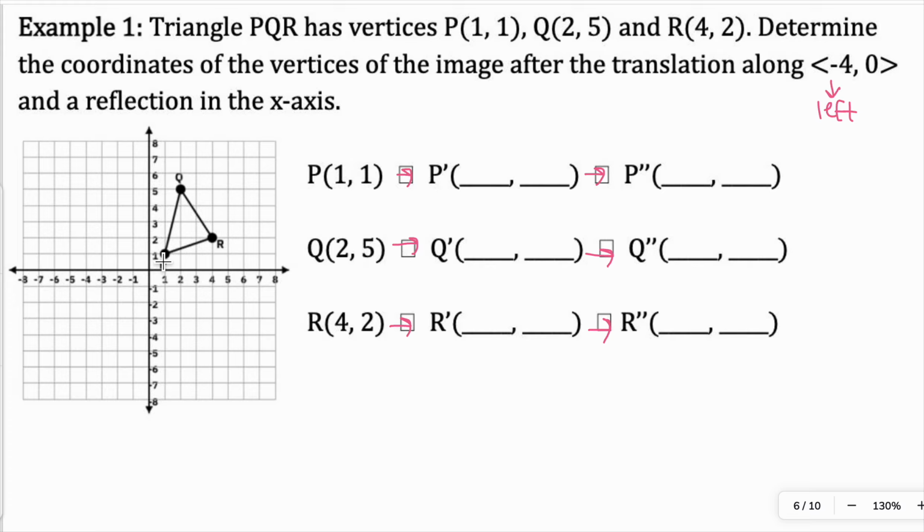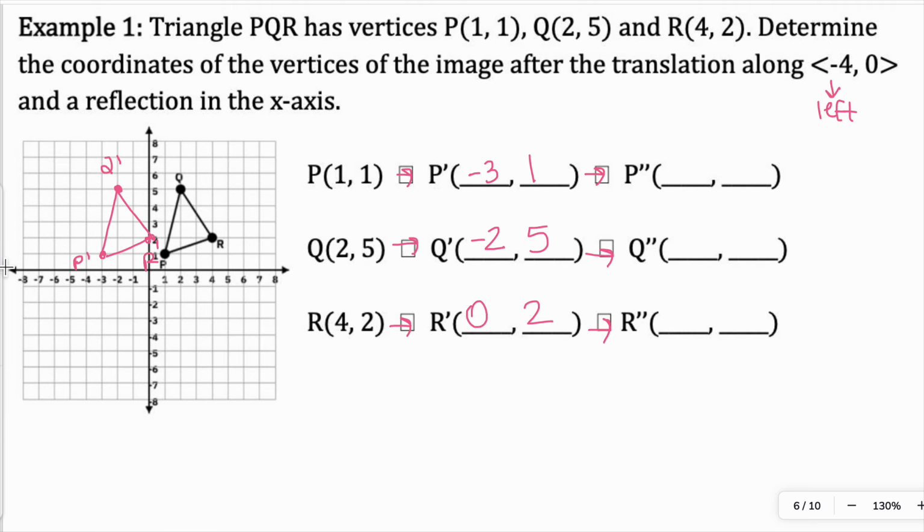So point P is at (1, 1). To go 4 units to the left is 1, 2, 3, 4. So P prime is ending up at (-3, 1). Q is going 1, 2, 3, 4. So that is (-2, 5). And then R, 1, 2, 3, 4 to the left, that'll be (0, 2). So I'm going to go and label those P prime, Q prime, and R prime.